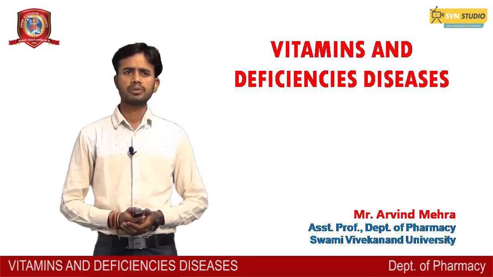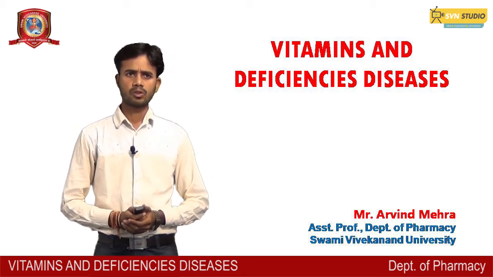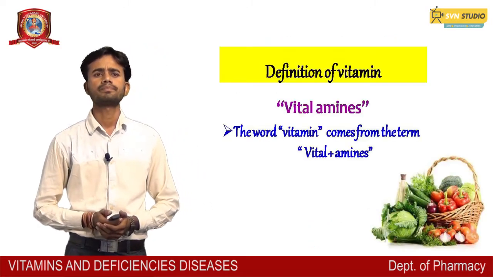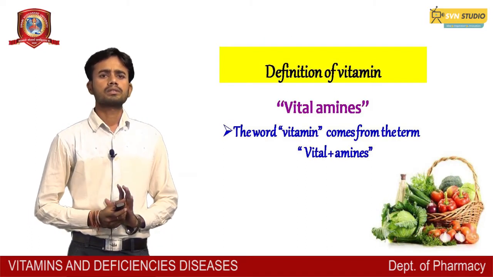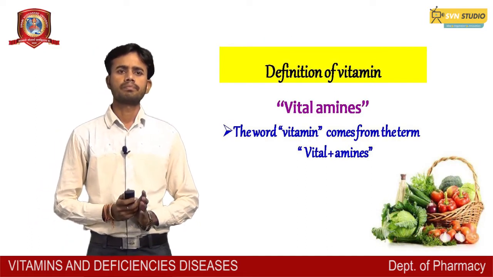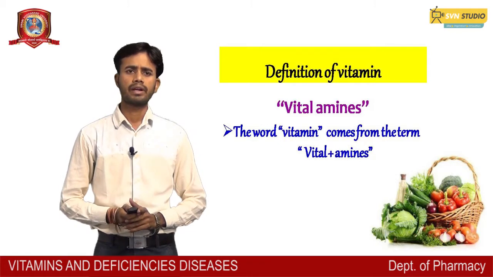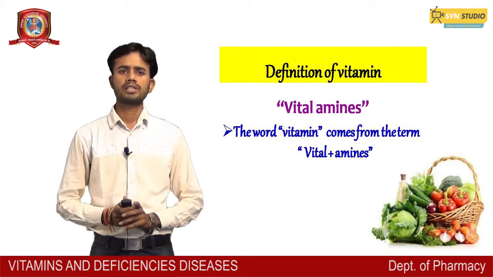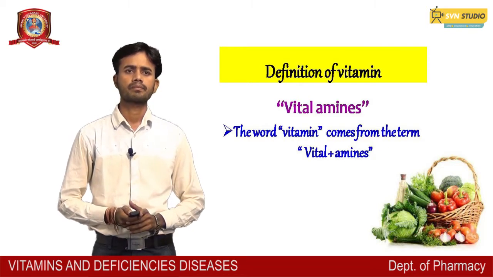Today we are going to deliver a lecture on the topic of vitamins and deficiency diseases. Let us start with the definition of vitamin. The word vitamin comes from the term vital plus amines. Vital means life, amines means substances which are essential to life.